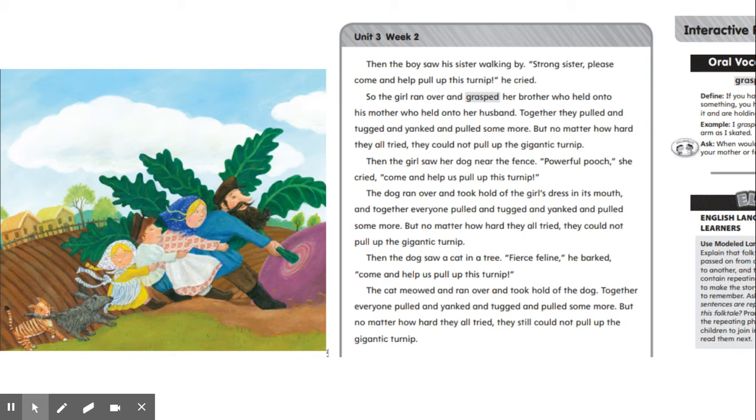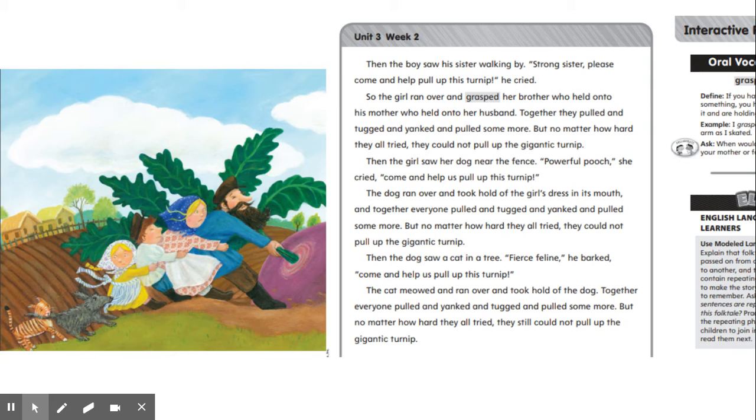Perfect. Okay. So, the farmer, the wife, and the son tried to pull the turnip and they weren't able to. So, they called the girl, the daughter, or the sister. And she wasn't able to help. So, then they called the dog. Remember, you should be writing down characters as they're introduced.